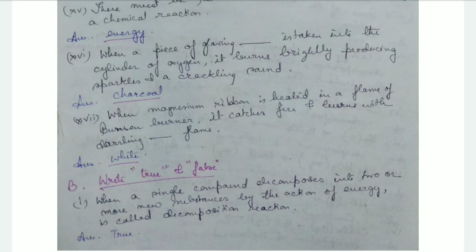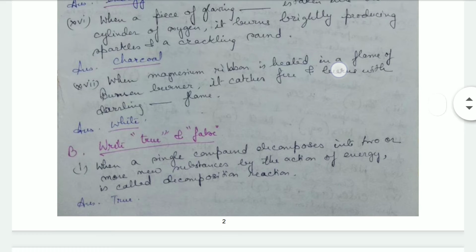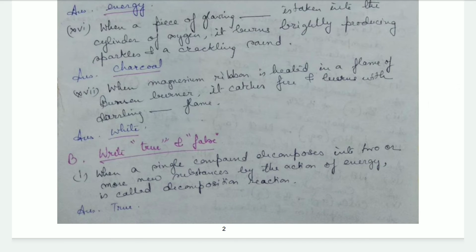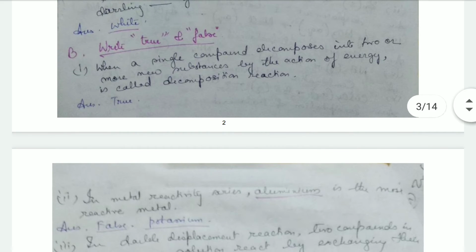And another thing is that this piece of glowing charcoal, when it is taken inside the oxygen cylinder, burns with sparkles and a crackling sound because it is forming a compound. Charcoal, that means carbon, is burning in oxygen to form carbon dioxide. Rather, it's forming carbon monoxide first. That's why sparkles are seen. Then write true and false.